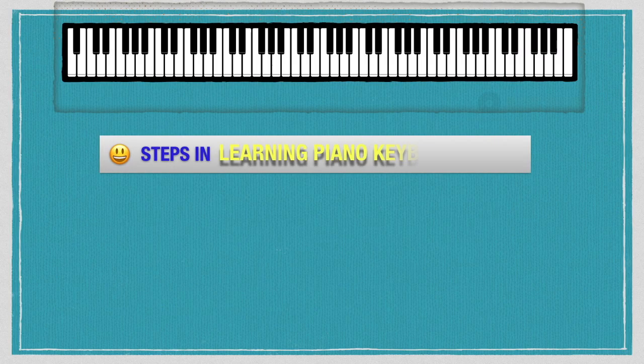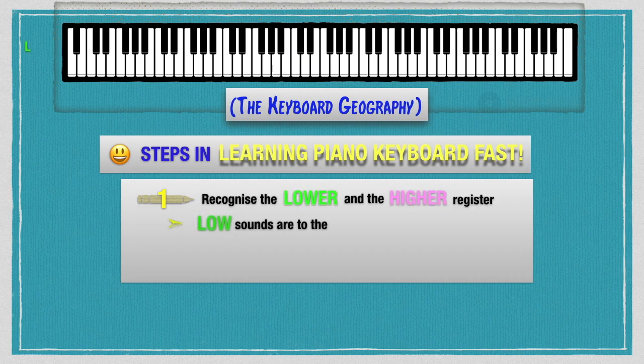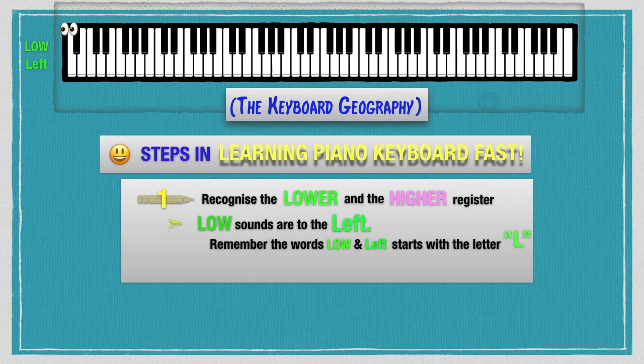There are several steps in learning the piano keyboard fast. Step 1. Recognize the lower and the higher register. The low sounds are to the left. Remember, the words low and left start with the letter L. High sounds are to the right.